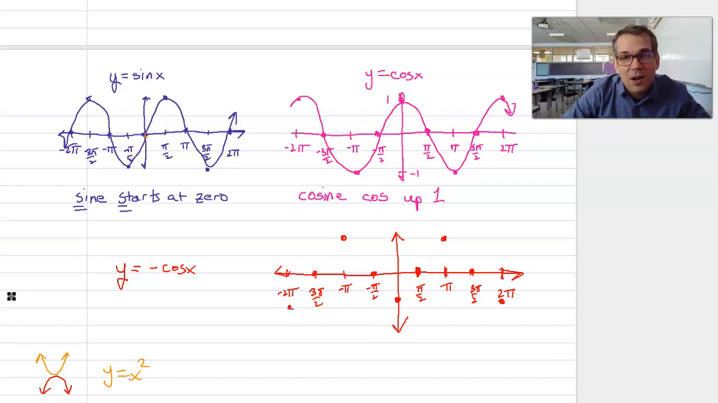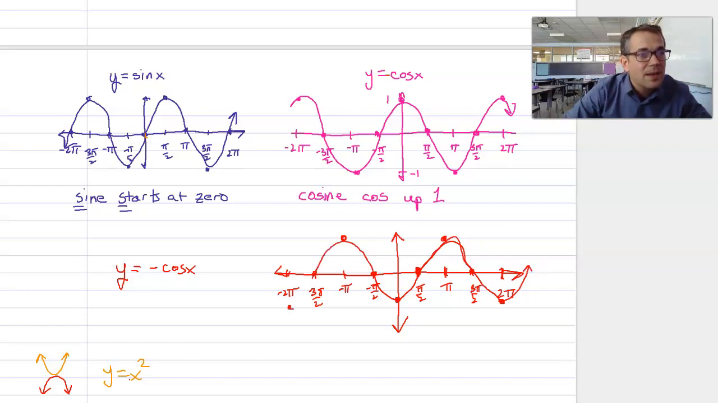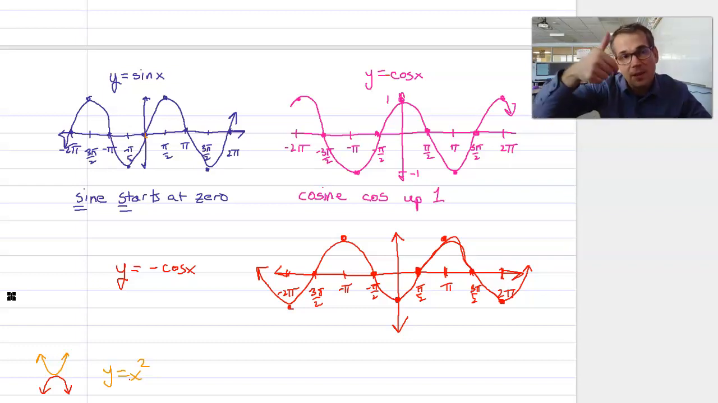And then I'm just going to connect these dots. I'm going to make this concave up, concave down, pretend I hit that point, concave up, ding. Same thing on this side and this side. And you will notice that this red graph is in fact the reflection of the pink graph over the line y equals 0, over the x-axis.